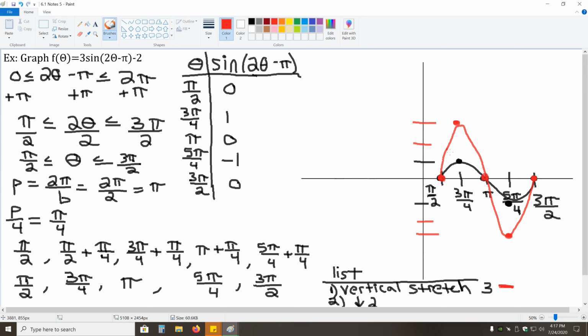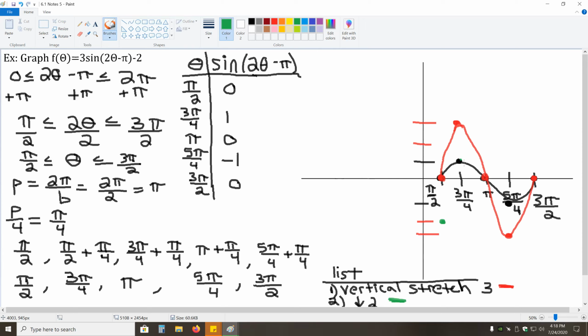I swear I could draw this better on a chalkboard or something like that. But again, it's just a rough sketch. And now finally from here, we go down 2. So we'll go ahead and put that in green. Every red point will go down 2. So this is going to go down here.